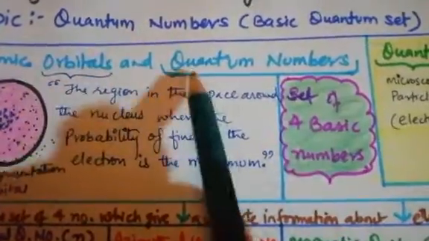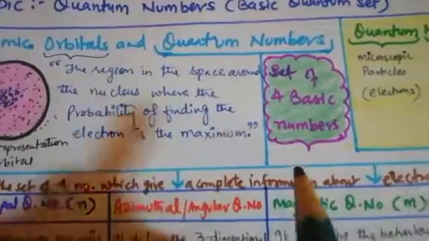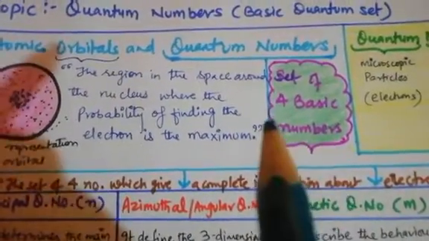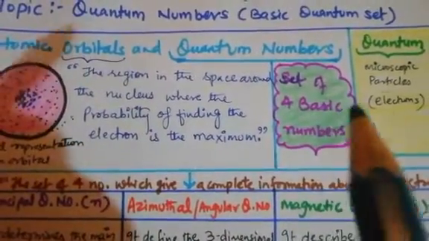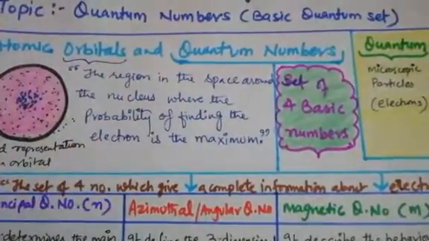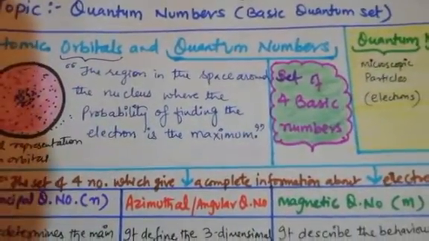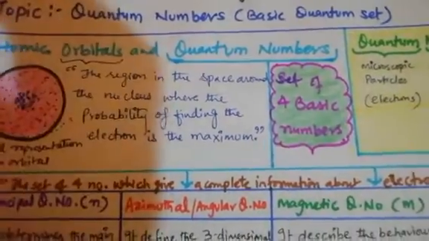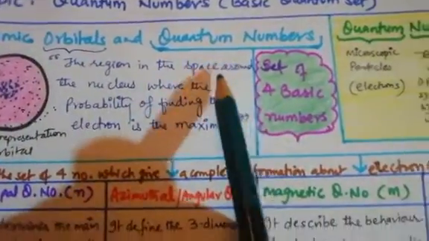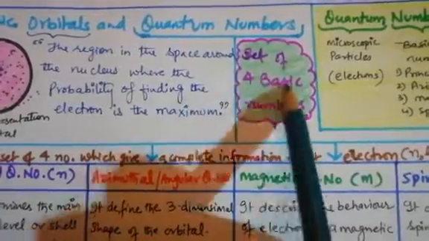The quantum set, or quantum number, is the full information about the nature of electrons, the nature of the atom, how the atom is, and what the basic properties of the atom are. All these things we are going to study. It is a very interesting topic. So let's discuss the set of four basic numbers.